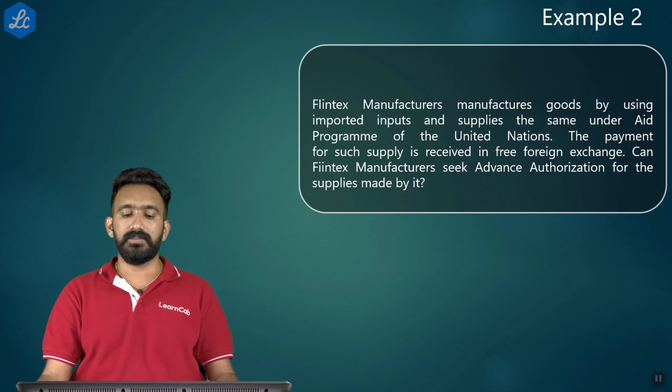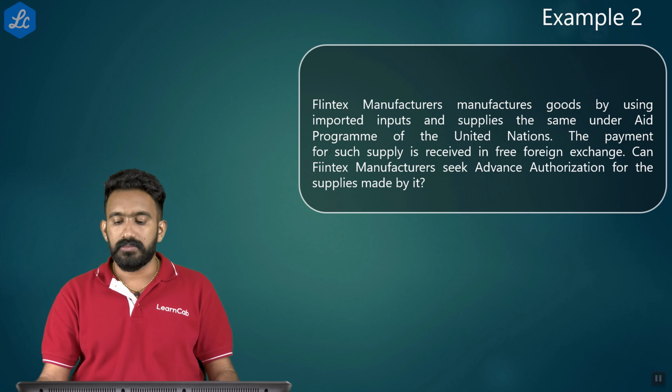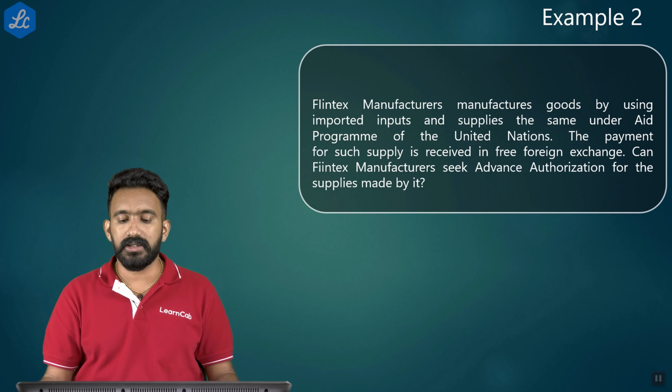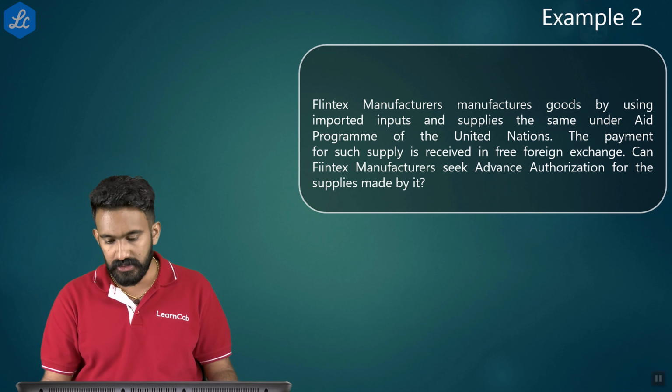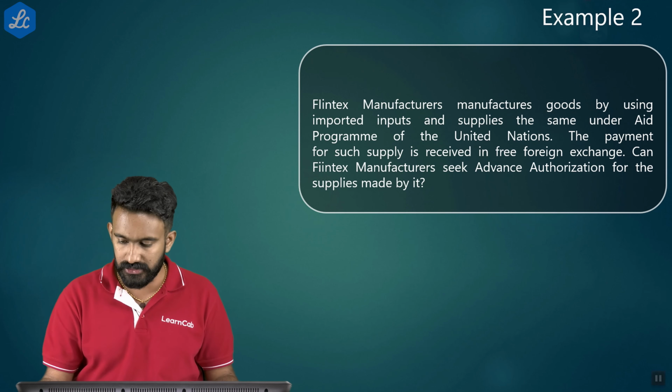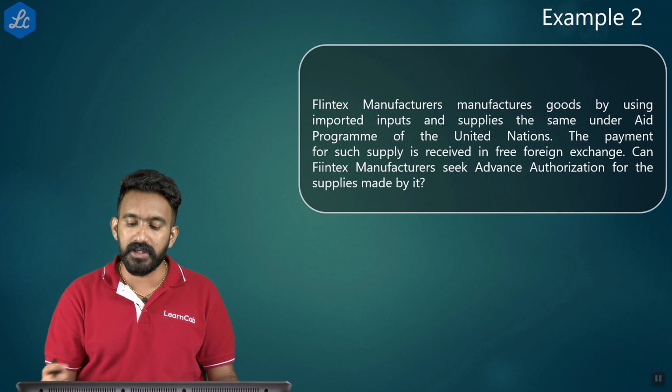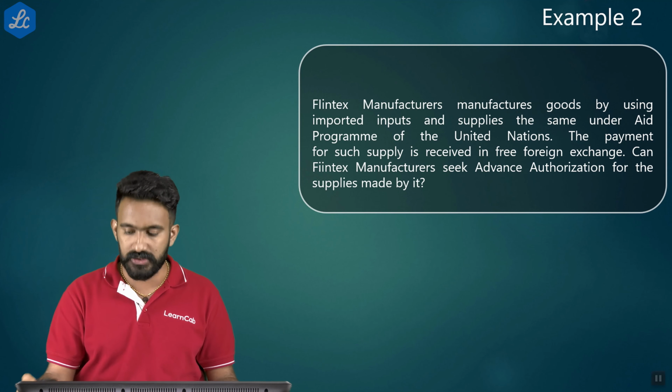Look at the second example. So the question is, Flintech manufactures goods by using imported inputs and supplies the same under an aid program of the United Nations. The payment of such supply is received in free foreign exchange.